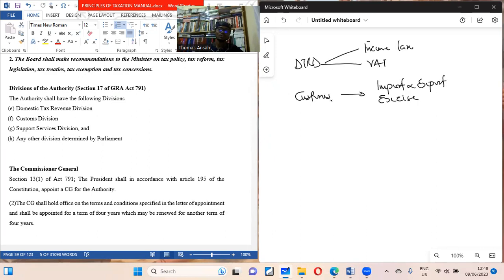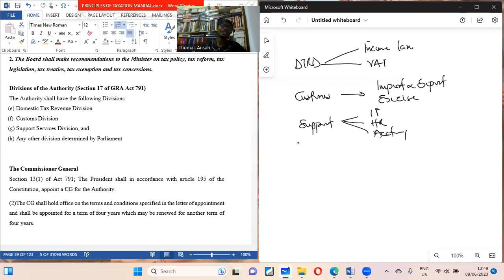All right, so that is what happens. Then we have the support services. Of course, there has to be some people to take care of IT, there has to be some people to take care of HR, accounting, and all those departments. All right, so that is that. There is a fourth one per the law, which is any other divisions as determined by the Parliament of Ghana. So take note of that.